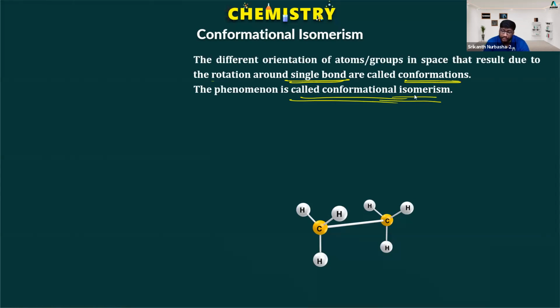How many conformational isomers are possible? Like how many structural isomers we can think of, or cis-trans isomerism we can think of, how many conformational isomers are possible, students?